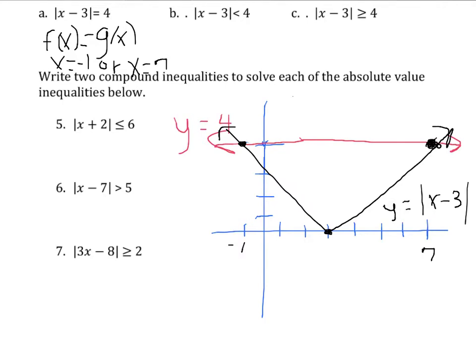In the second part, it's asking when is the absolute value of x minus 3 less than 4. Well, that's going to be between the x values of -1 and 7, but not including those. So open interval -1 to 7.